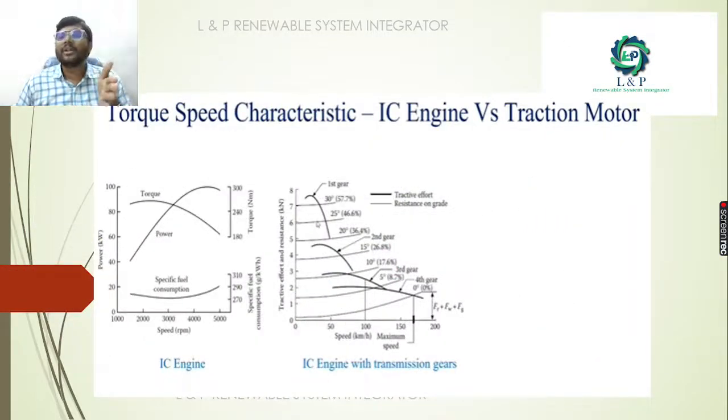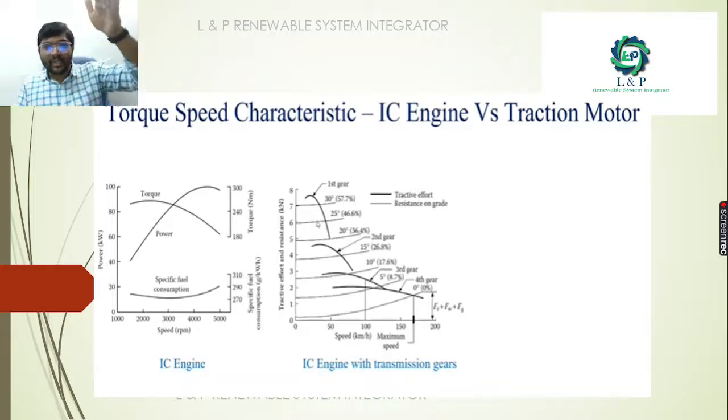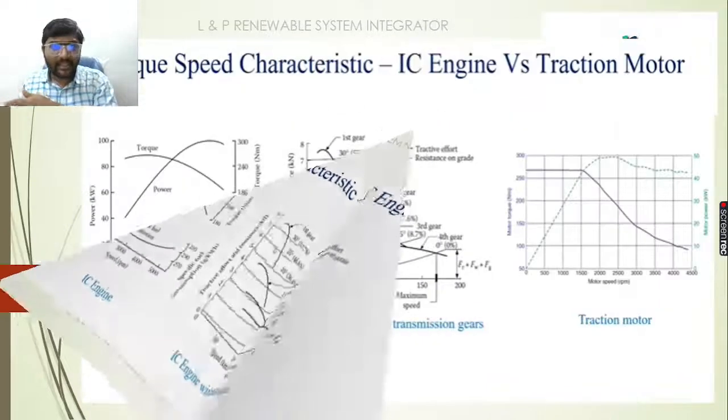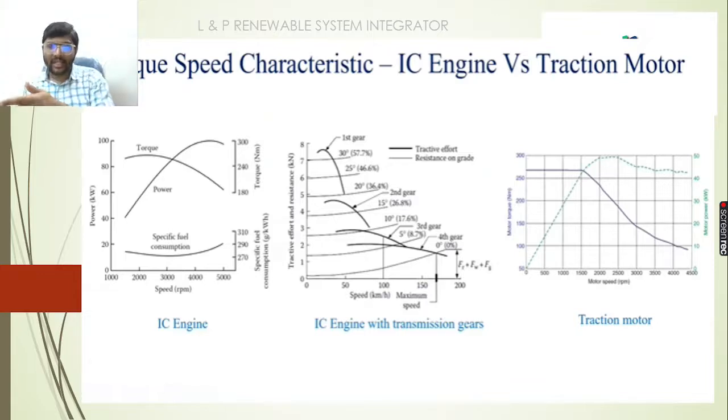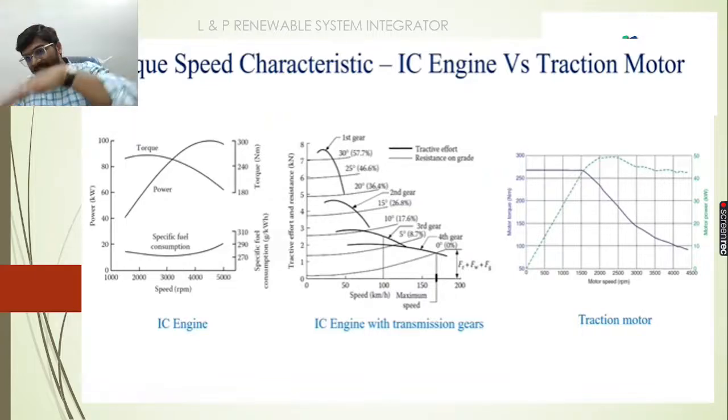When we draw the torque-speed characteristic of an ICE engine and a traction motor, see here we have the ICE engine and also the ICE with transmission gear. When you draw the graph between speed and power, power gradually increases as the RPM increases. Whereas for torque, it is consistent up to a particular RPM. After that, it reduces. And when you're going for transmission gears, it is shifting. At the first gear it has one characteristic, and at the second gear it has other characteristics. Now when you get into the traction motor, the torque is consistently the same up to a particular RPM. After that, it is going to reduce.